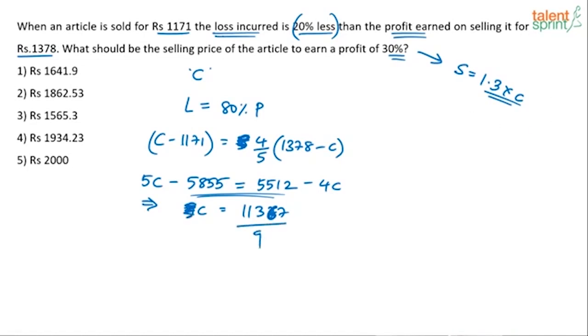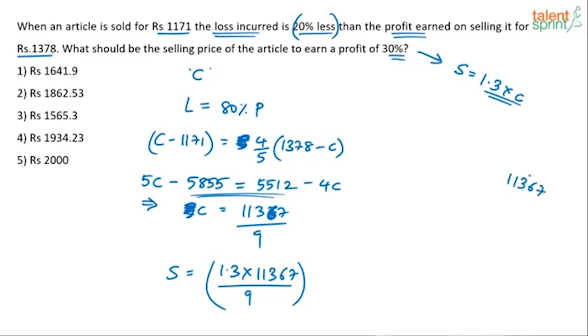But what do I want? I want 1.3C. So your final answer, selling price, should be equal to 1.3 into 11,367 divided by 9. Now this again is a calculation which you need to do. Maybe try and eliminate the answers. Like for example, let's say this is roughly 11,500. Let's assume. See, 9,000 by 9 is 1,000. This is 2,300 more, right? You're able to follow. Visualize what will be the range of the answer.